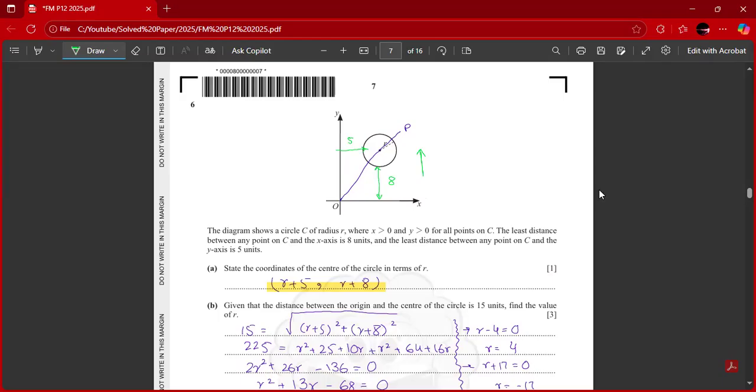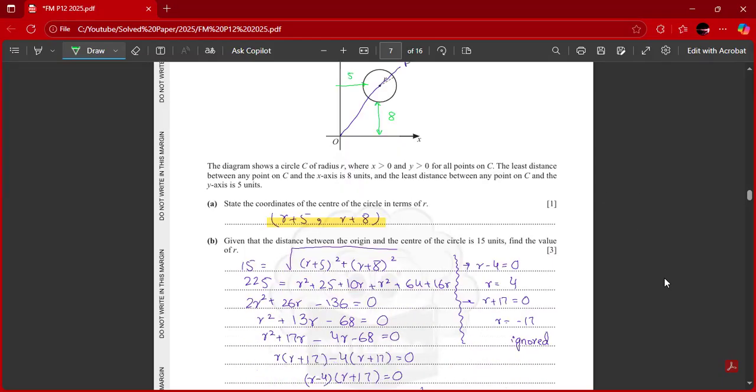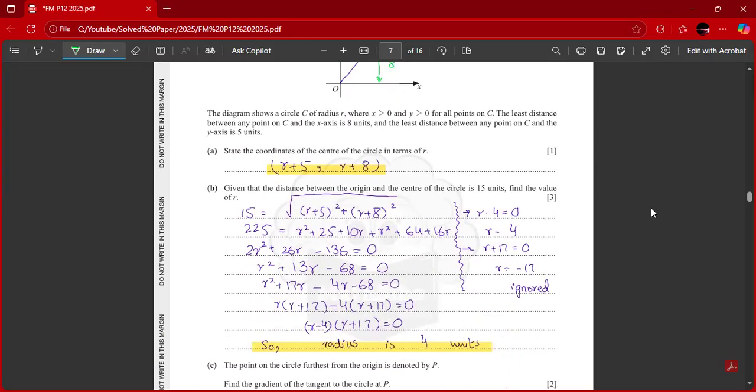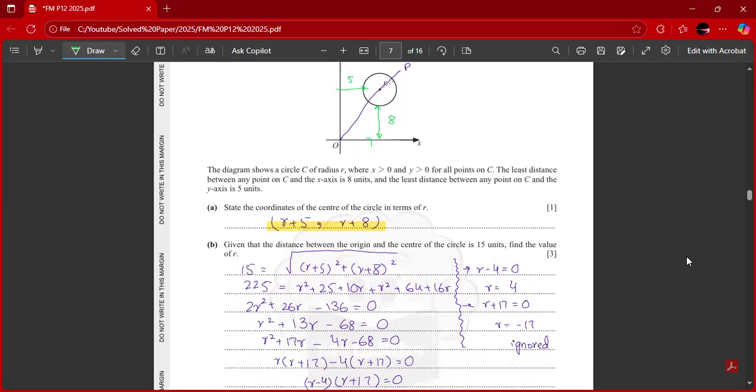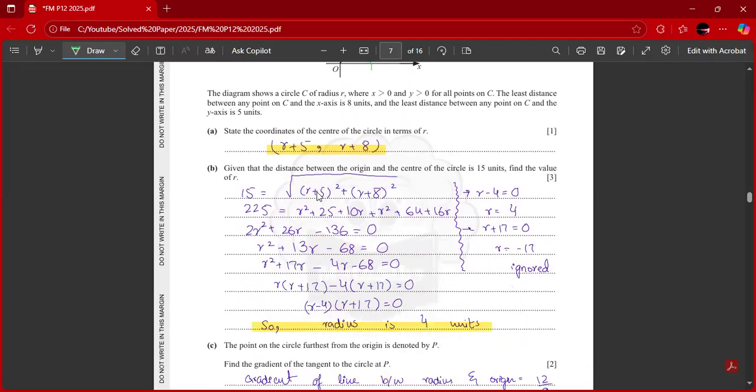Now, given that the distance between the origin and the center of the circle is 15 units, find the value of r. Now what are they telling us? They're telling us that there's a distance between the point of origin, meaning 0, 0, and this point, which is the center. And what is the value of the center? This is the value of the center. Now 15 units should be equal to the distance between the origin and r plus 5, r plus 8.